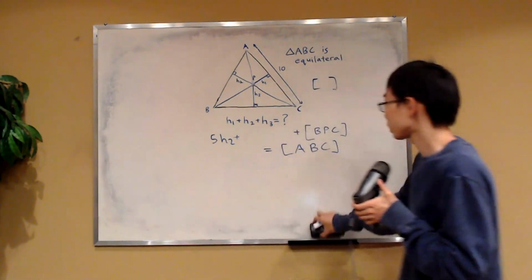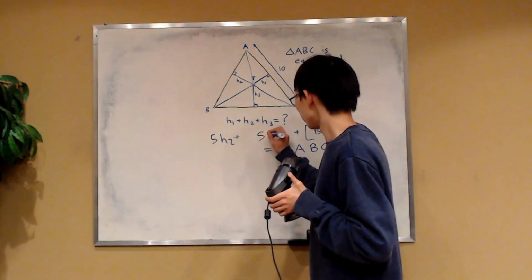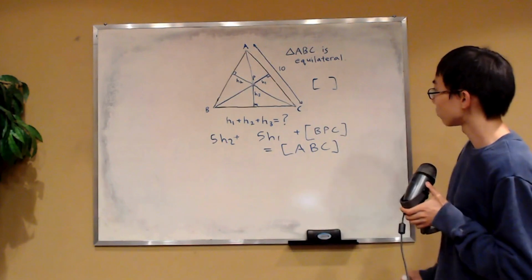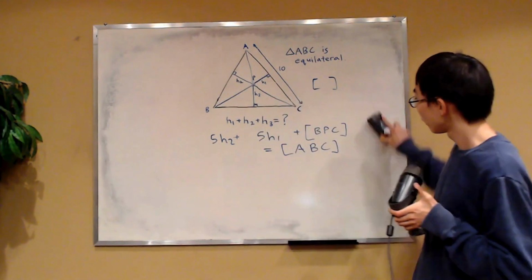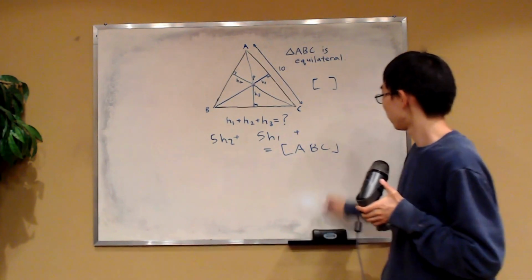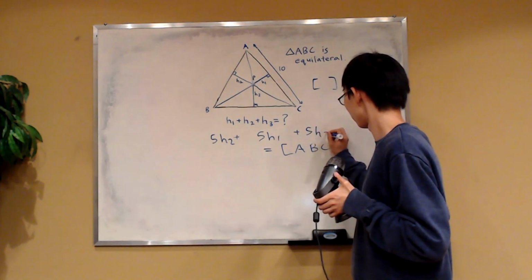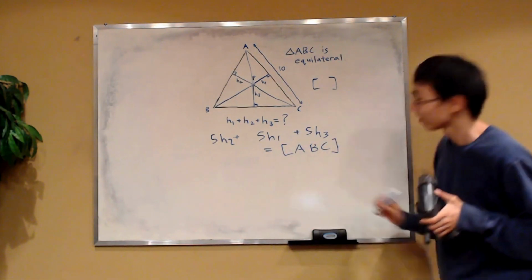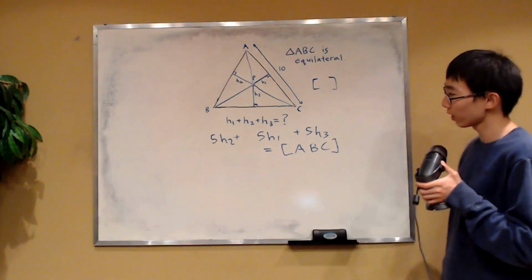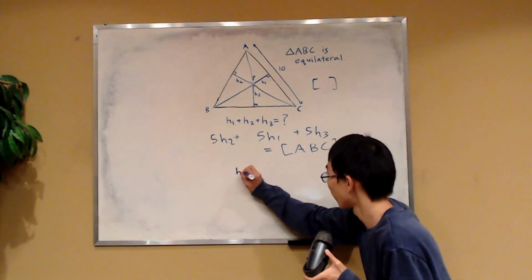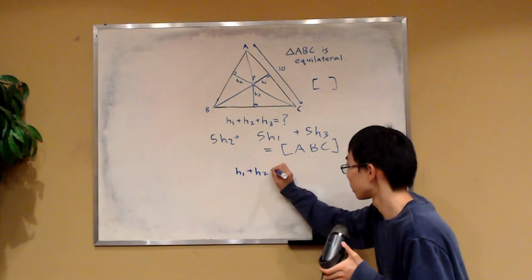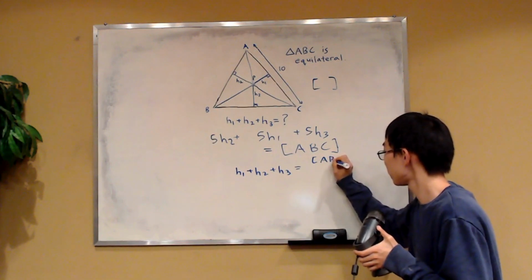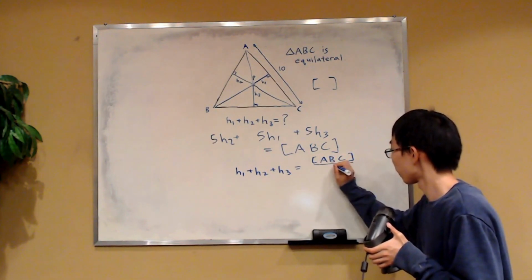So notice that we're just writing the areas of these three triangles in terms of h1, h2, and h3. For BPC, that's h3 times 10 divided by 2. That is 5h3. And notice that we can divide both sides by 5. So we get h1 plus h2 plus h3 is equal to the area of ABC divided by 5.